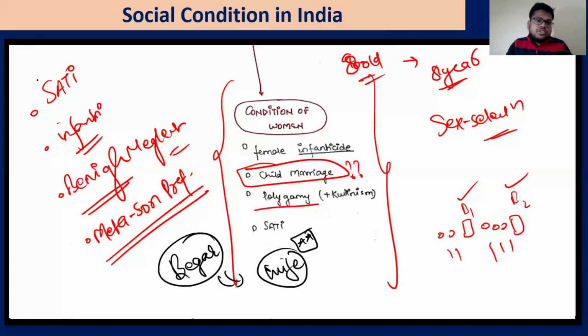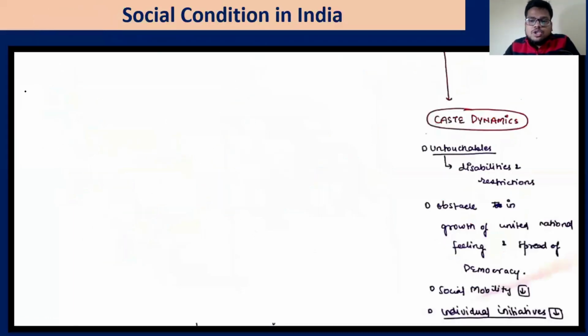If you watch Hindi movies, you can watch one movie that is Manjhi. It's a motivational movie, a mountain man movie, but in that movie some small portion is depicted like that. Okay, and then the sati problem. So this was the condition of the women. Caste dynamics were also there.